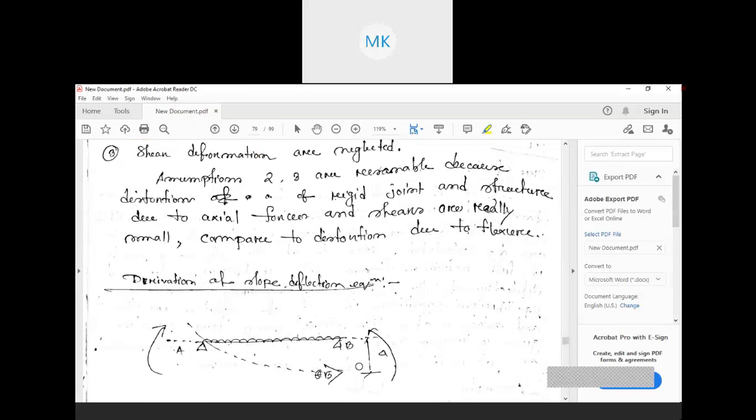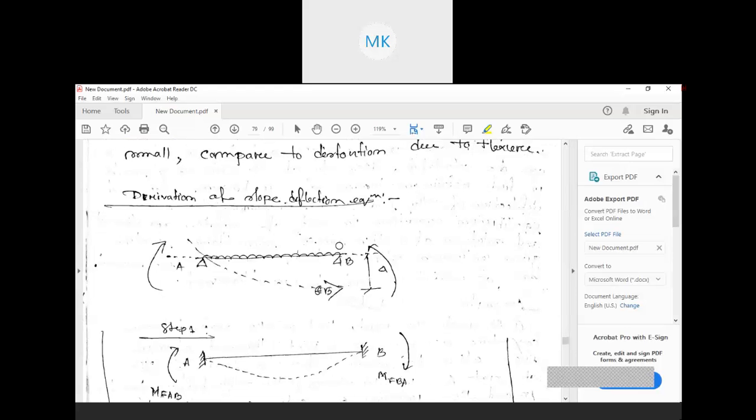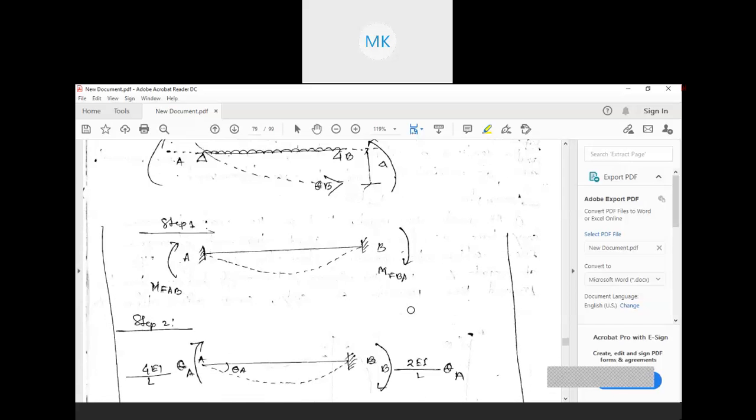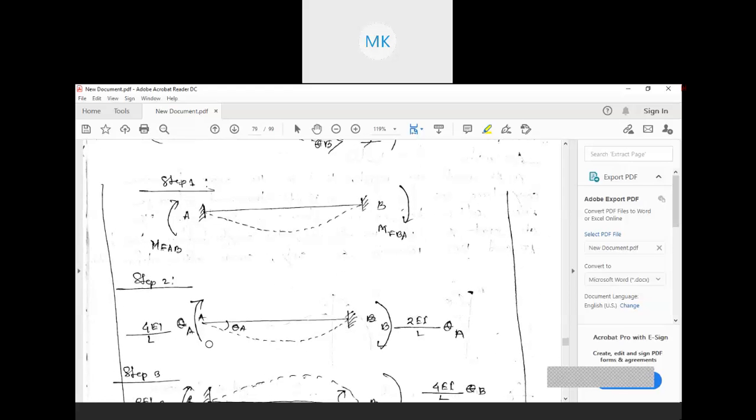Now, how will we derive the slope deflection equation, the equation we are going to use in numericals to solve any rigid frame and continuous beam? As you can see here, AB is a beam with some loading given. There is a deflection, delta, at point B. In step 1, we need to find the fixed end moments, as we did in the moment distribution method: MFAB and MFBA. There are some formulas you need to remember.